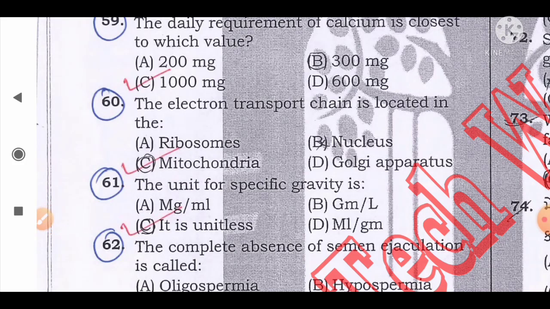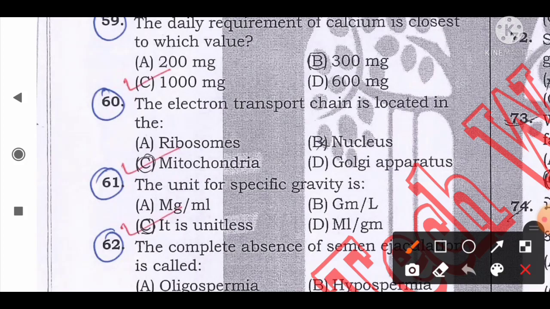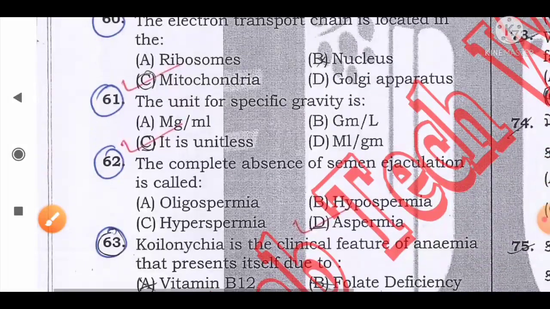Move to the next question, number 60. The electron transport chain is located in the option A. ribosomes, B. nucleus, C. mitochondria, D. Golgi apparatus. And the correct answer for this question, it is located in the mitochondria. So C, mitochondria is the correct answer for this question.